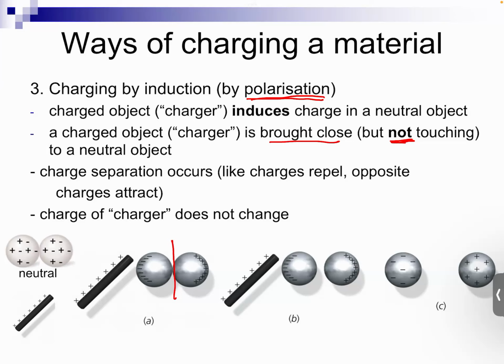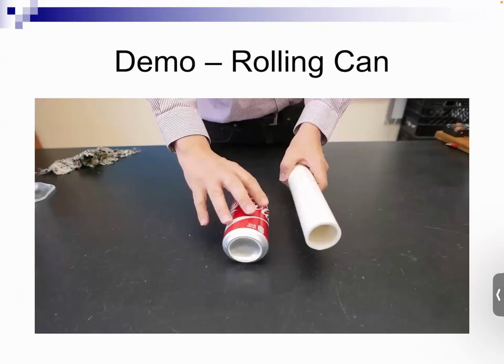And so if I were to cut the can in half, then I end up with half of the can being positively charged and half of the can being negatively charged. Then I would have induced charge in the can by charging by induction. Right, and you will do this in the first lab. You will investigate these different modes of charging. I did that demo, so you don't need to watch the video.